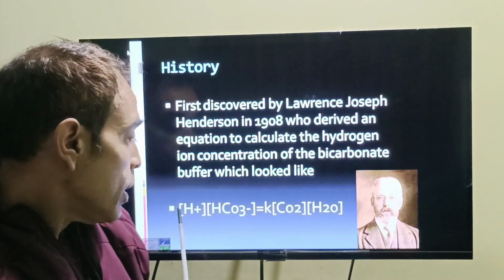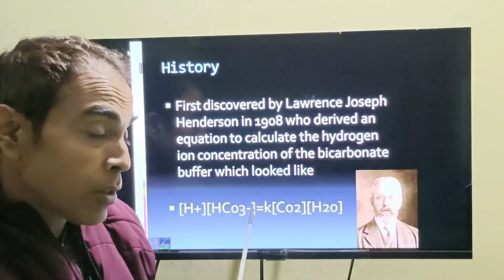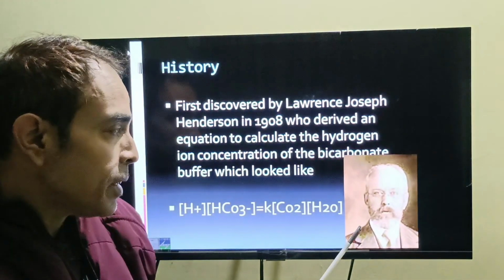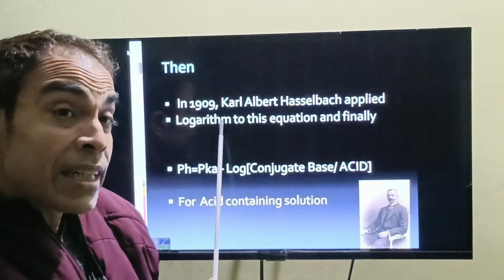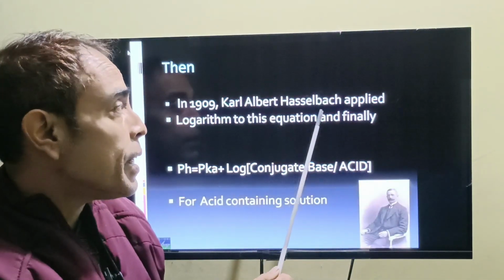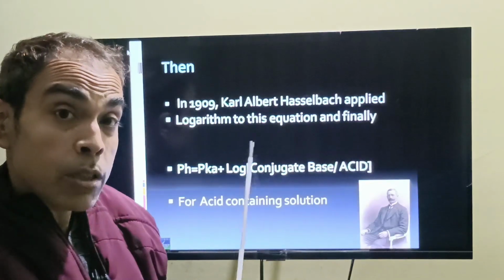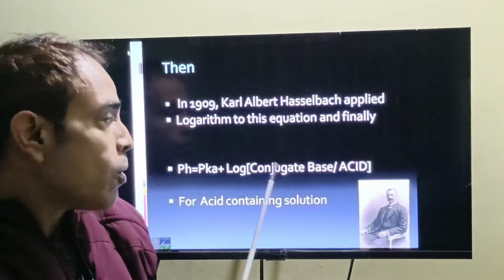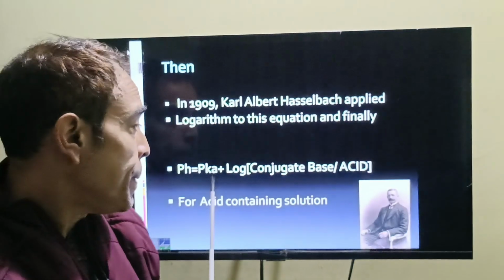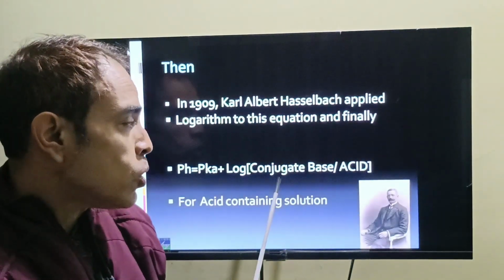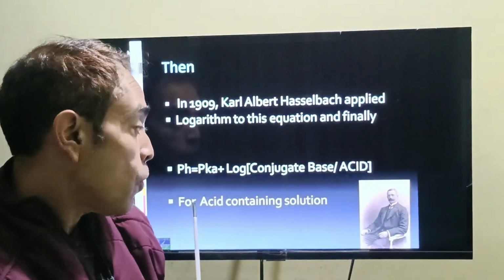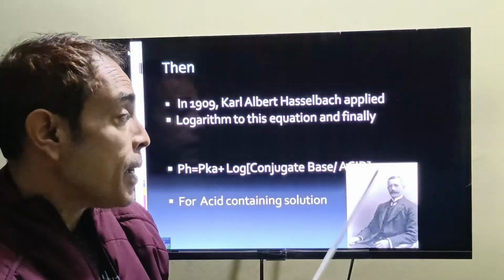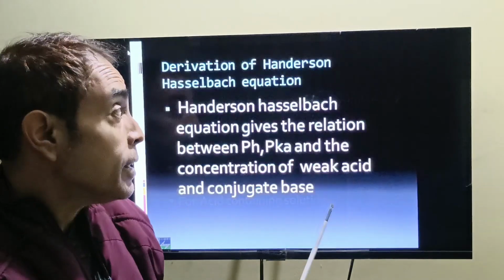So he wanted to know the hydrogen ion concentration. This was given by Lawrence Joseph Henderson in 1908. This was followed in 1909 by Carl Albert Hasselbalch. He applied logarithm to this equation, and when he applied the logarithm, he found that pH is equal to pKa plus log of conjugate base over acid for an acid-containing solution. So Carl Albert Hasselbalch devised this formula.